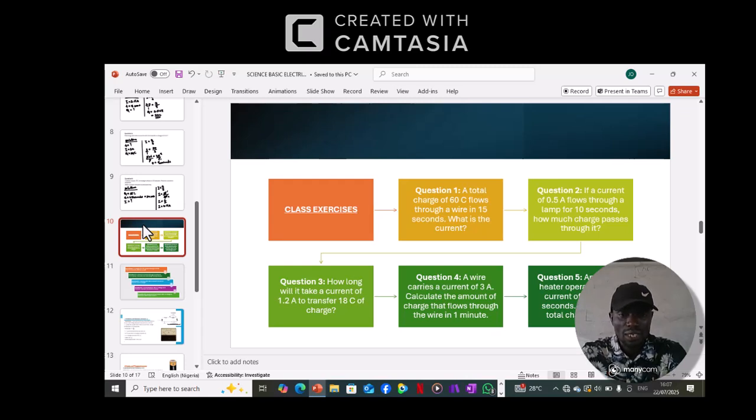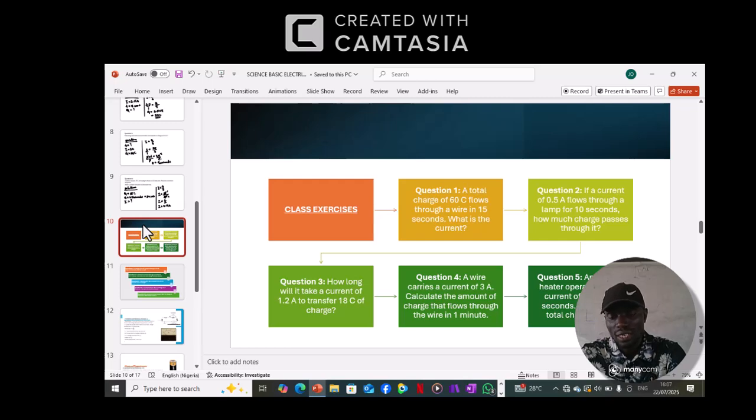Question number 3. How long will it take a current of 1.2 ampere to transfer 18 coulombs of charge? Number 4. A wire carries a current of 3 amperes. Calculate the amount of charge that flows through the wire in 1 minute. Don't forget the time must be in seconds. 1 minute is equal to 60 seconds.